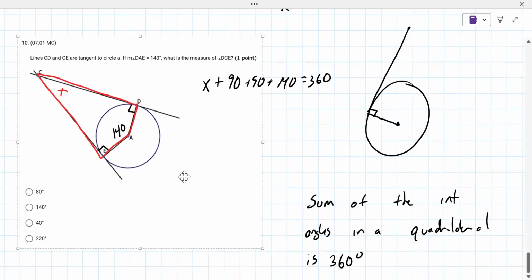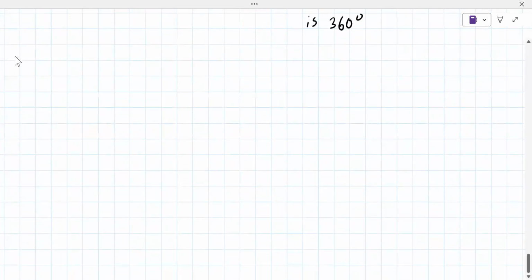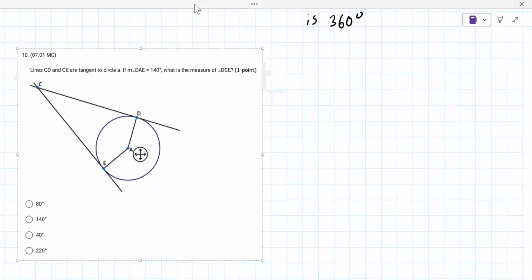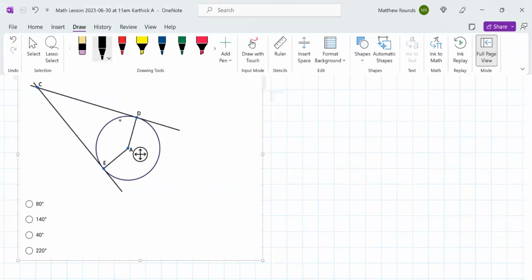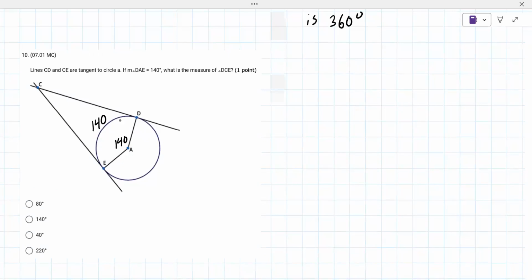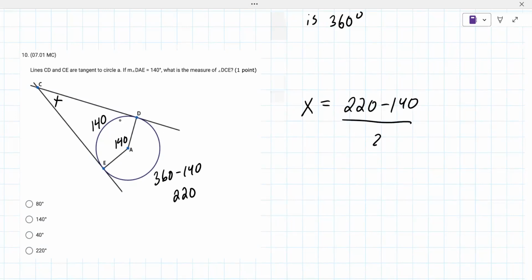Okay, here's way number two. It has nothing to do with the 90 degrees. If this in here is 140, it's a central angle, which means that this is also 140. And then the one over here on the other side is 360 minus 140, which is 220. And so x is going to equal 220 minus 140, divided by 2. 220 minus 140 is 80, divided by 2, that's 40 degrees.